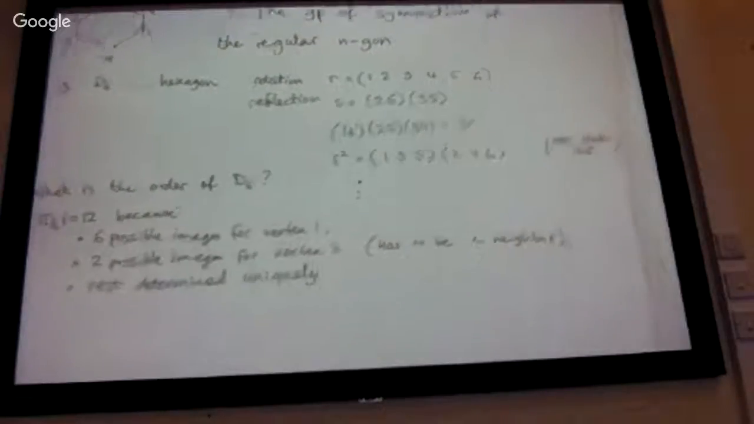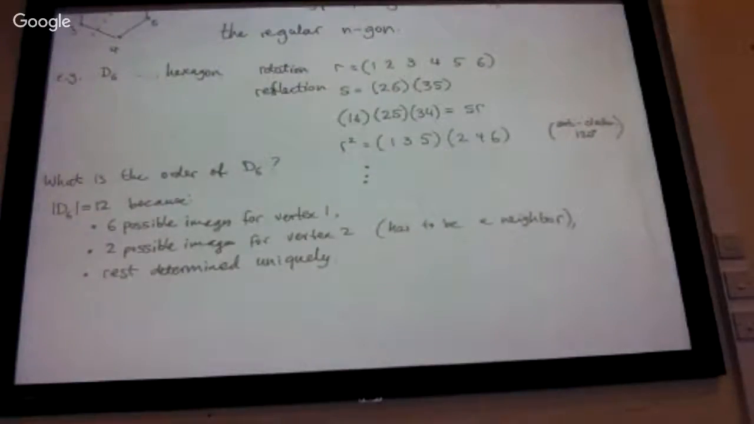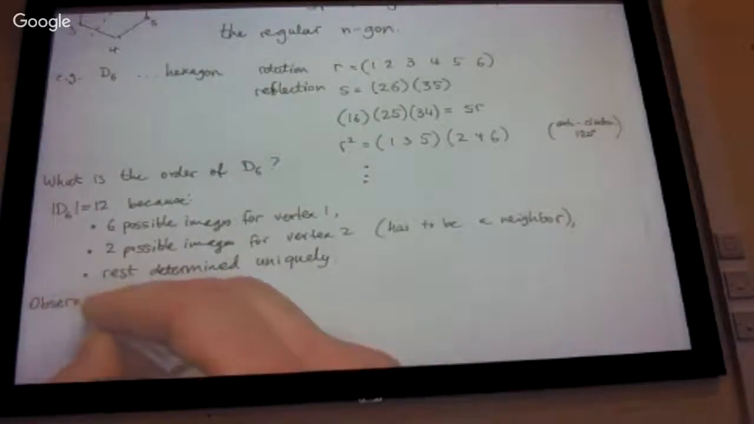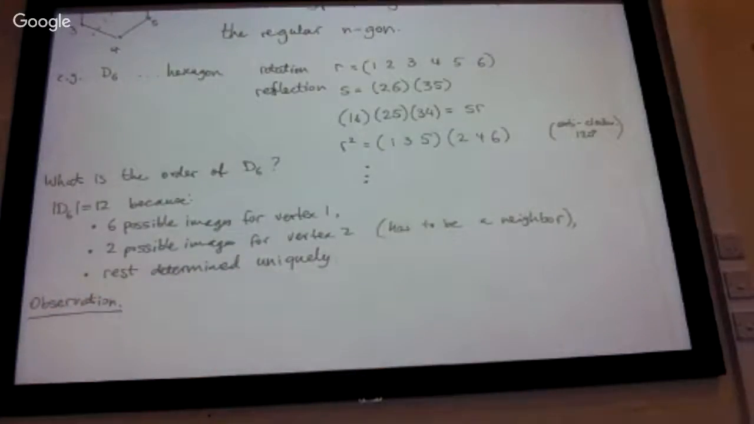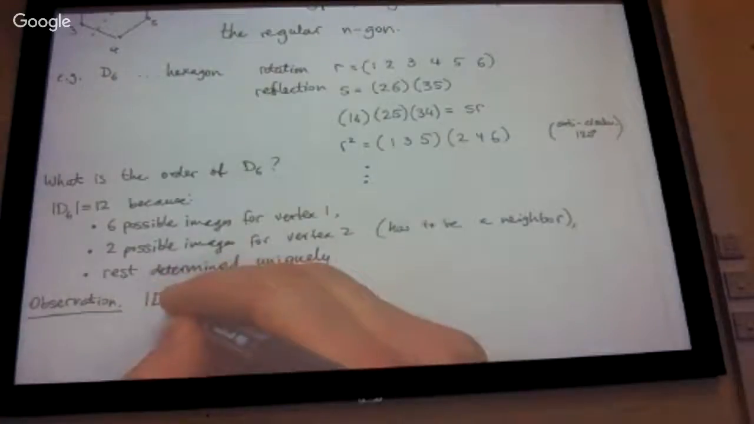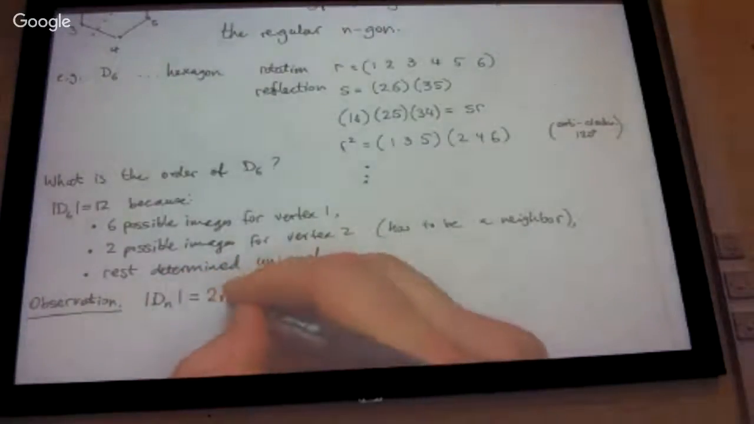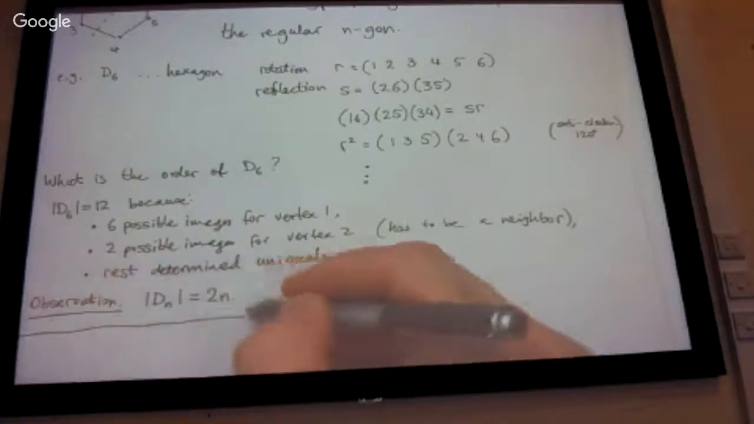Okay, so now this generalizes, so one can say that it's an observation. Observation is a type of theorem which you just observe because the proof is easy. So the order of the n-gon dihedral group is 2n, because the book says.